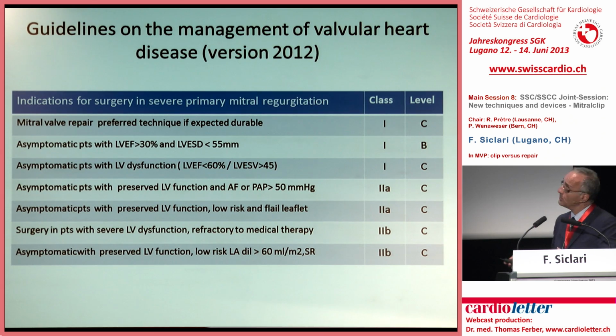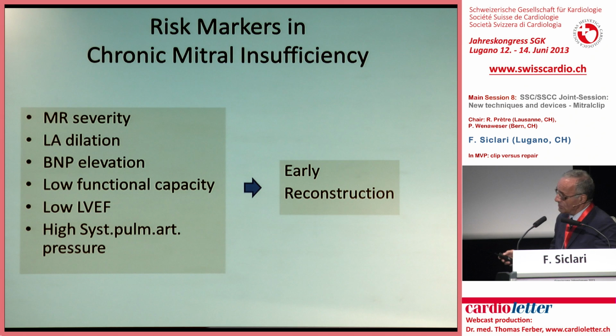These successes have been, of course, considered in the guidelines, so we can see that, as a matter of fact, most of the indications are in class 1. Now we have learned also that there are some very important issues that have to be considered in order to define the decision to operate. Mitral valve regurgitation severity is important, LA dilatation is important, BNP elevation is important, and all these data point out that probably the best thing to do is an early reconstruction.